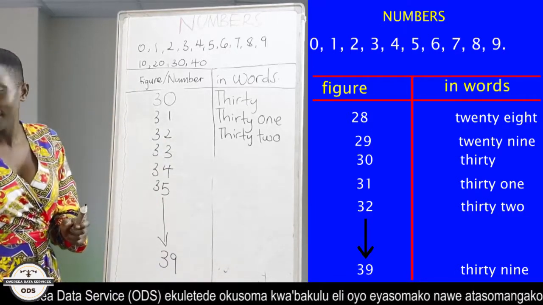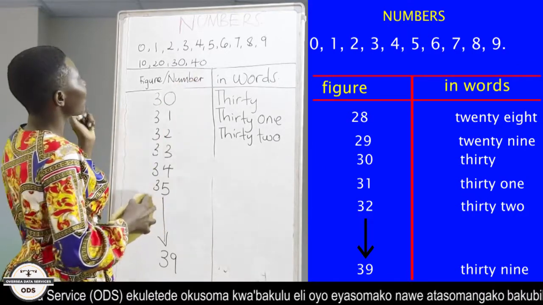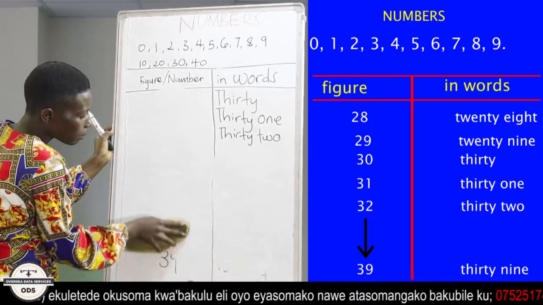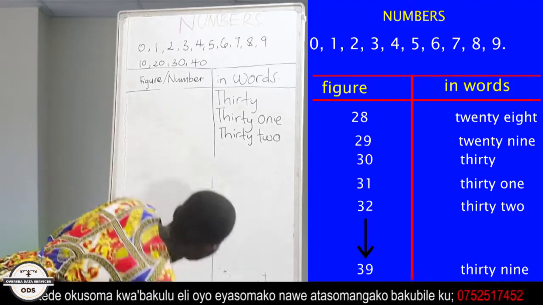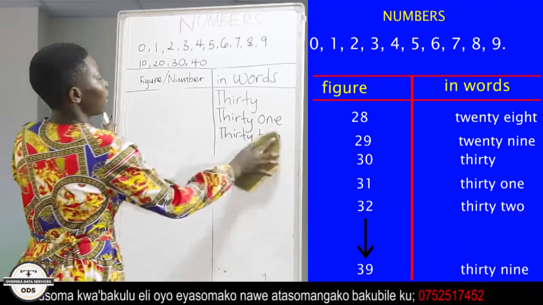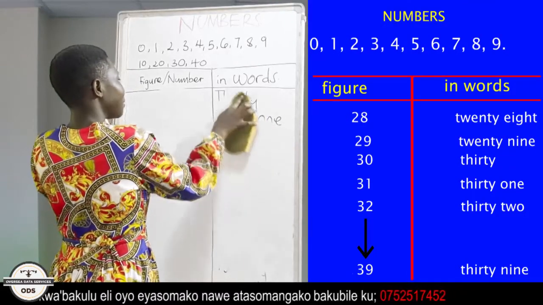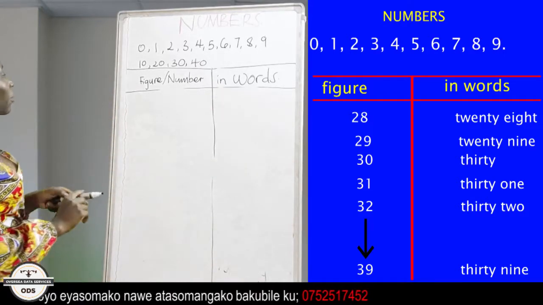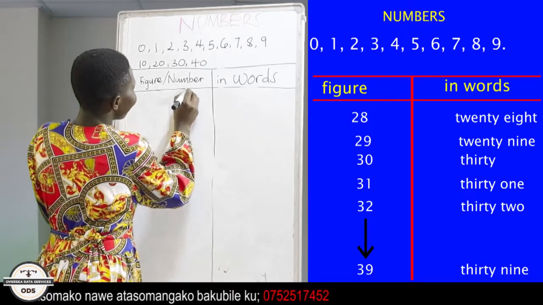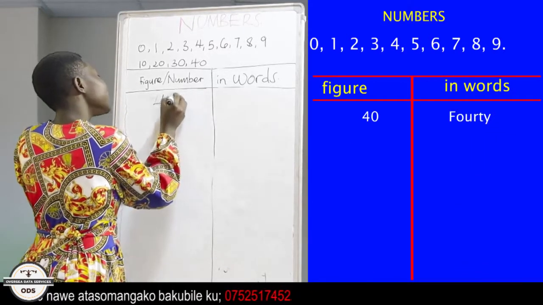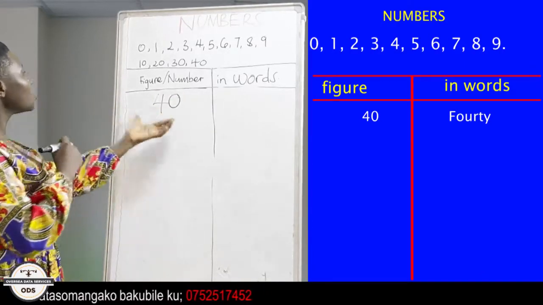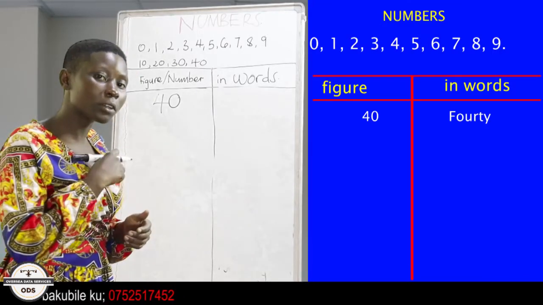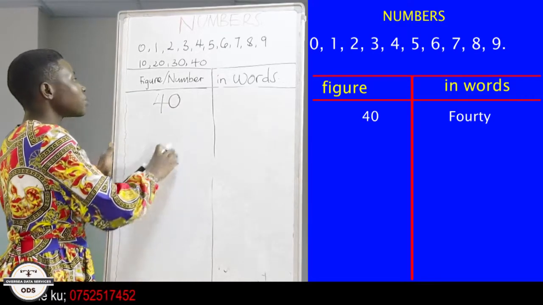Okay, let us look at 40, makumi ana. Why do we say makumi ana? Because it contains what? Ten, how many times? Four. 4 times. That's why we are calling it makumi ana. Makumi ana, it is 4 and 0. And this one, in English, we say 40. Makumi ana, we say 40.